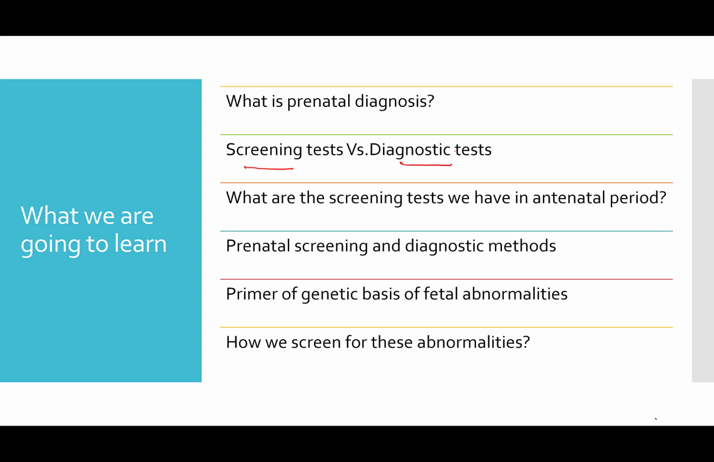And then we will look into the common screening and diagnostic methods which are available briefly before going into details, and then we will recall the genetic basis of fetal abnormalities which we learnt in our anatomy days in genetics lectures, and then we will identify the common screening methods or the diagnostic methods which we have for identifying the fetal abnormalities. That will be the first lecture, and in the second and subsequent lectures we will go into details about each method and some of the common utilities.